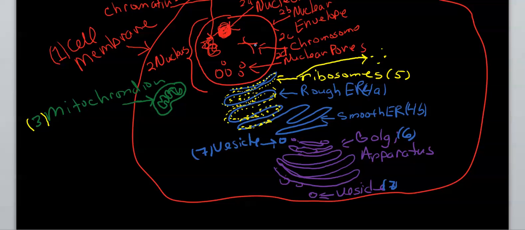So we have the cell membrane, the nucleus, all its parts, the rough ER, the smooth ER, the Golgi apparatus, vesicles, and something we don't have, a little bit larger than the vesicles, a vacuole. And that would be number 8.